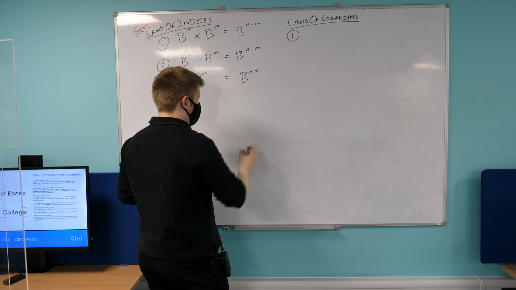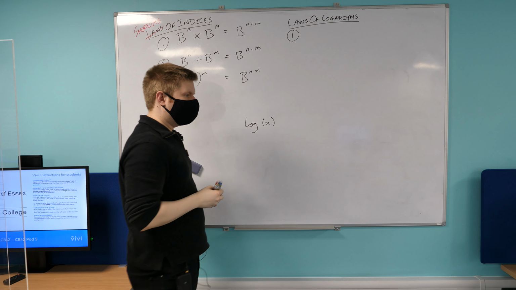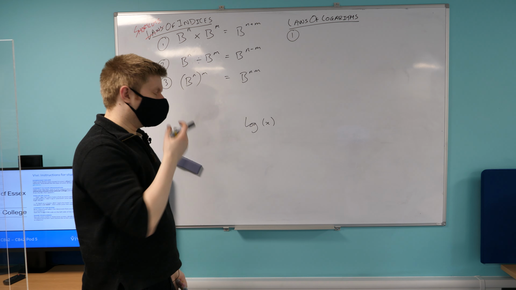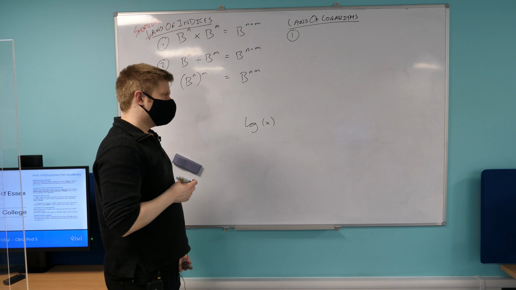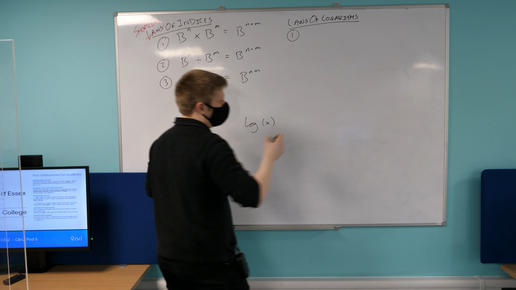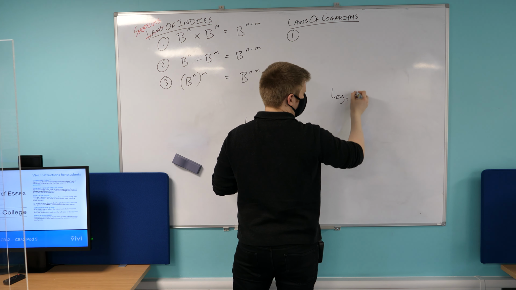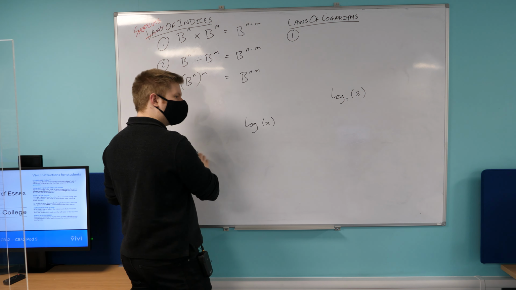If I write this down, so if I have, for example, log of x, okay? What's the base in this case? It's not 0. You notice I haven't written it. Like usually when I write a logarithm down, like log to the base 2 of 8, there's a base there. There's a base going on. I haven't written a base there.